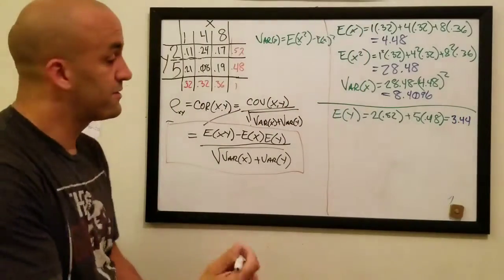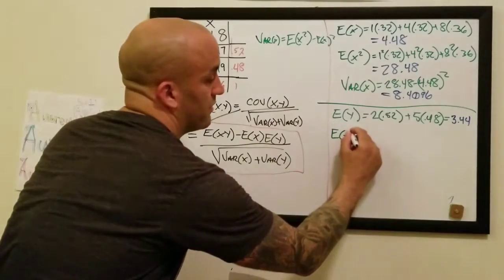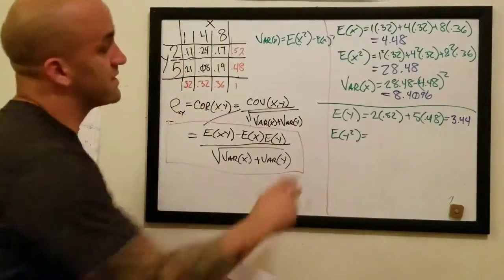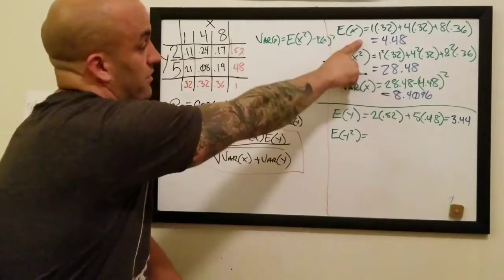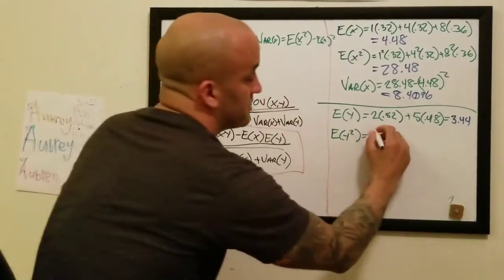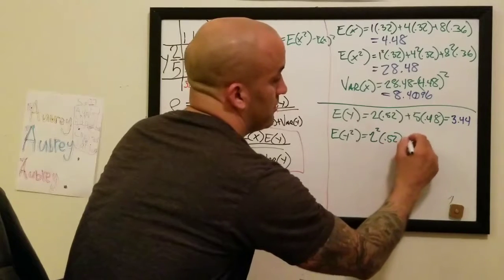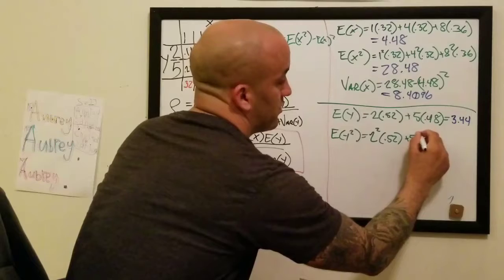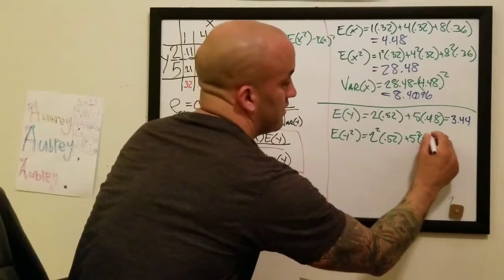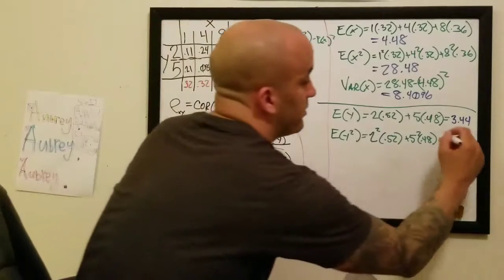Right, and then same thing, we're going to compute our expected value of y squared. We're going to do just like we did on our x squared, right? We're going to take our y value, square it, and then times it by the marginal. So we have 2 squared times 0.52 plus 5 squared times 0.48. And that should equal 14.08.